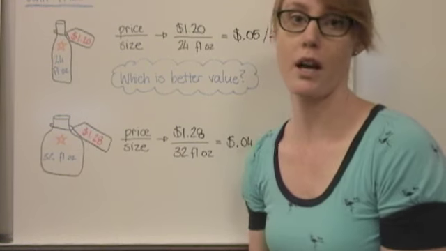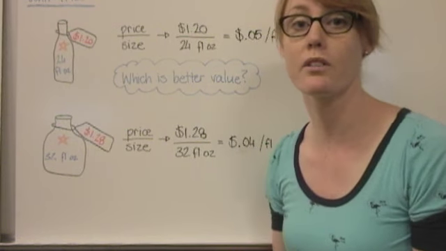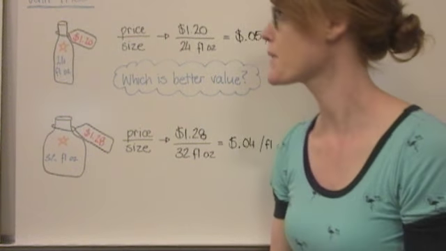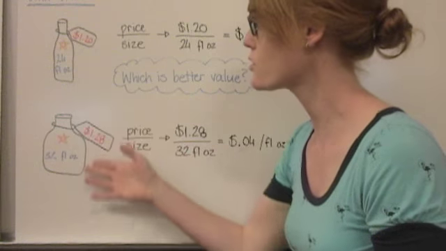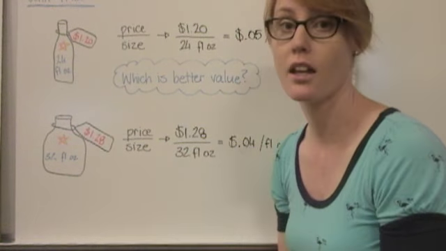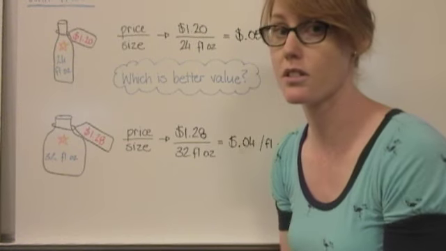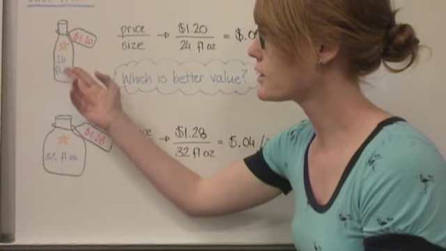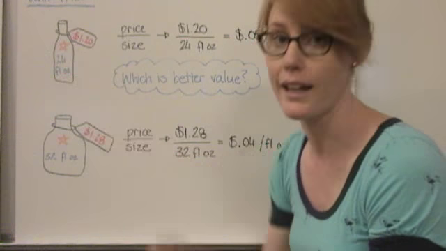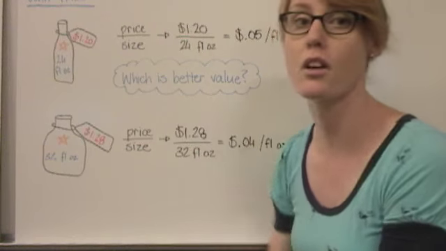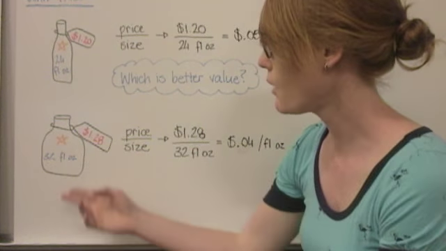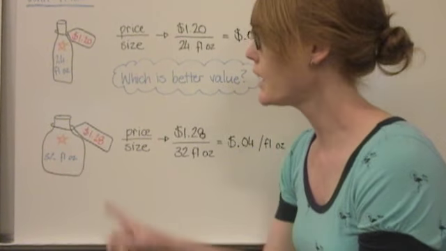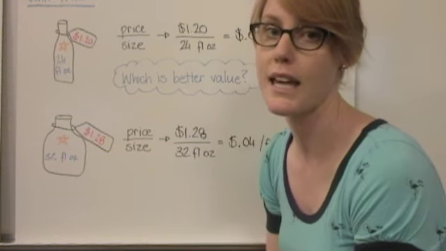Unit rate can also help us find the unit price, where we find how much per unit we are paying. So here we have 2 bottles of drink, exactly the same drink, but just in different size bottles. So we have one bottle that holds 24 fluid ounces, and it's selling for $1.20. And we have another bottle that holds 32 fluid ounces, and it's selling for $1.28.